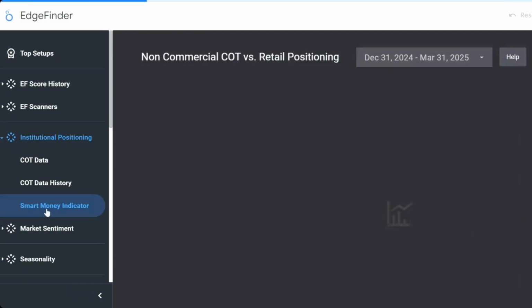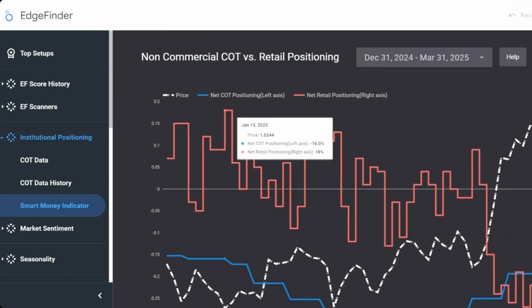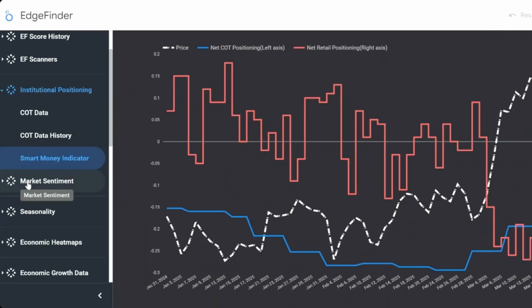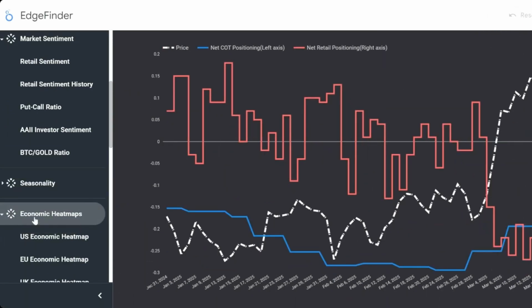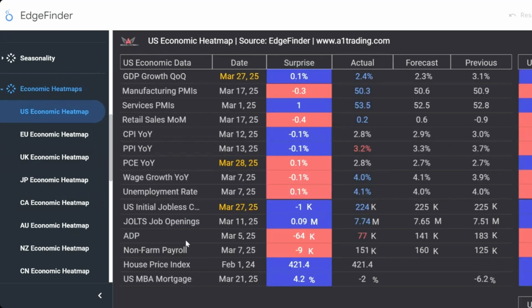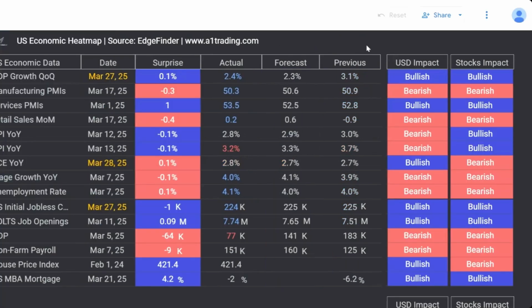Then you can also come to this smart money indicator, which gives you a comparison between the institutional traders as well as retail traders, okay? And I'll move on to the economic heat maps, okay? So let's go to US, and you can see over here are the major economic data, all right? And their team updates the data regularly based on the latest releases, and they compile everything together for you over here, the percentage change and the impact on USD as well as stocks.